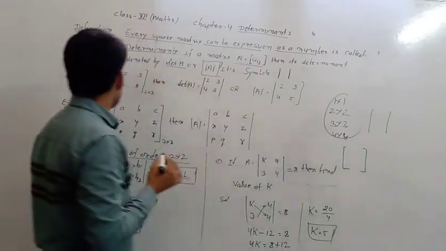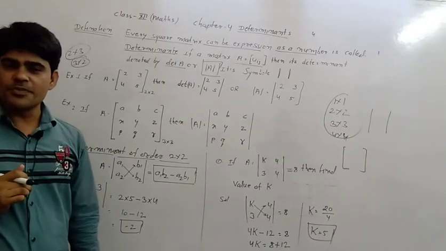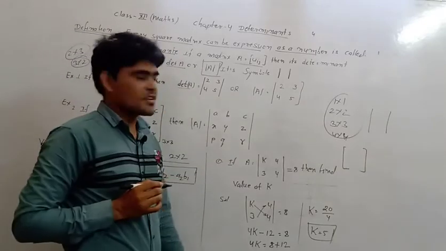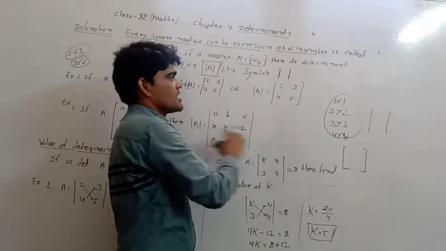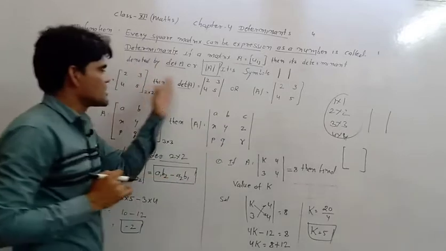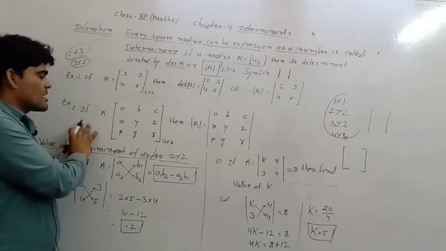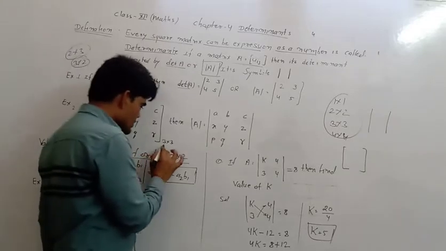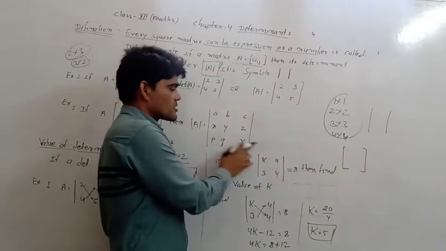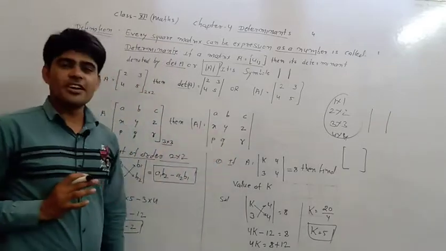Understand? Next, if we are given a matrix A whose order is 2 into 2, it means it is a square matrix. Then we represent its determinant in this way. This is the matrix and this is the determinant. Next, we are given a matrix of order 3 into 3, and it is a square matrix. Then its determinant A equals this. It means every square matrix can be expressed in the form of a determinant.